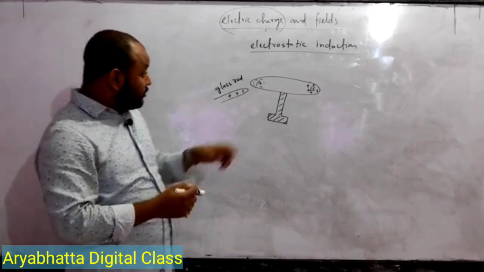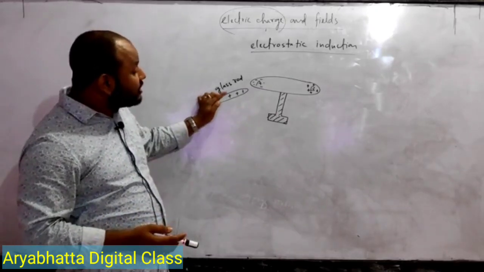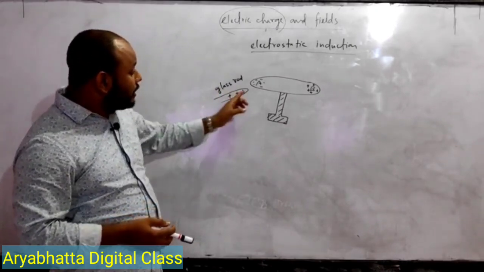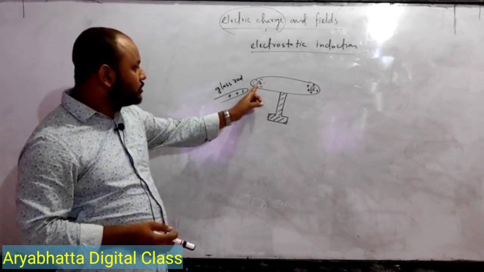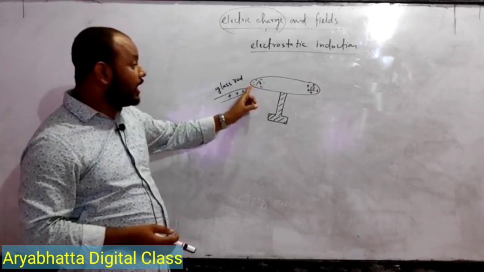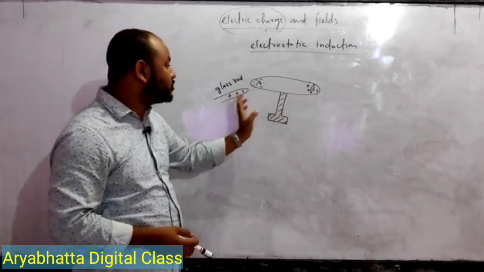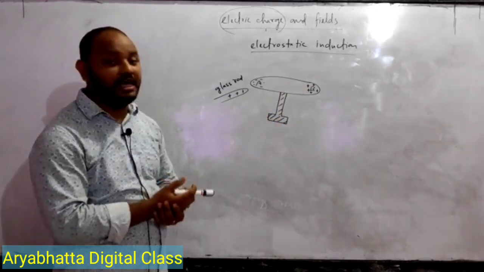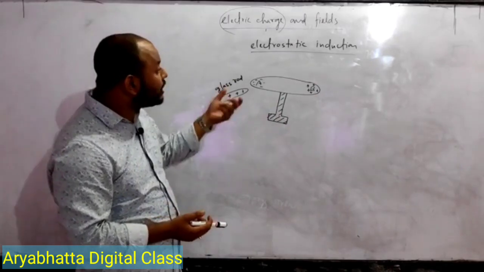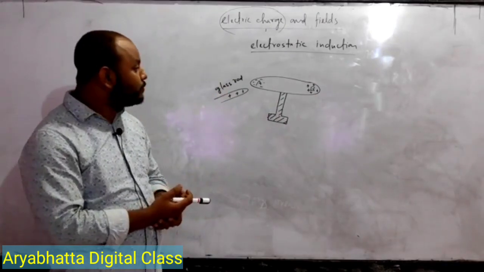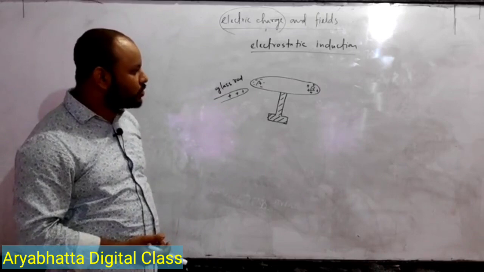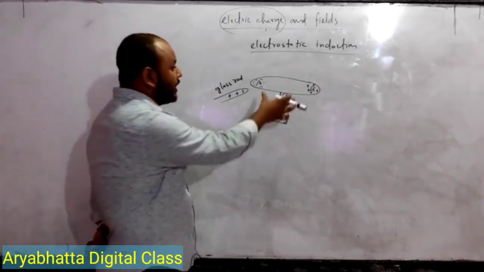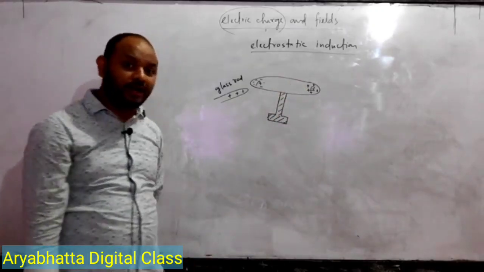So here you can see, when you bring an electrified glass rod near a conductor, what happens? Opposite charges develop at its closer end and similar charges develop at its further end. This phenomenon is known as electrostatic induction. Actually, this is a temporary electrification. Why is it temporary? When you remove this glass rod, they will again recombine. That is why it is temporary electrification.